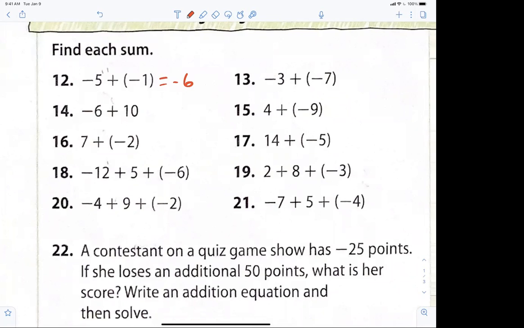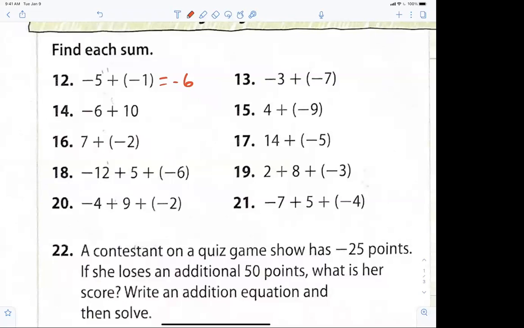Yes, ma'am. Why would it be -6? It is -6. But I thought two negatives... Very good question. That's when you're multiplying. I always tell kids, if you owe your mom 5 and you owe your dad 1, that means you owe 6 altogether. Okay. That makes sense, right?